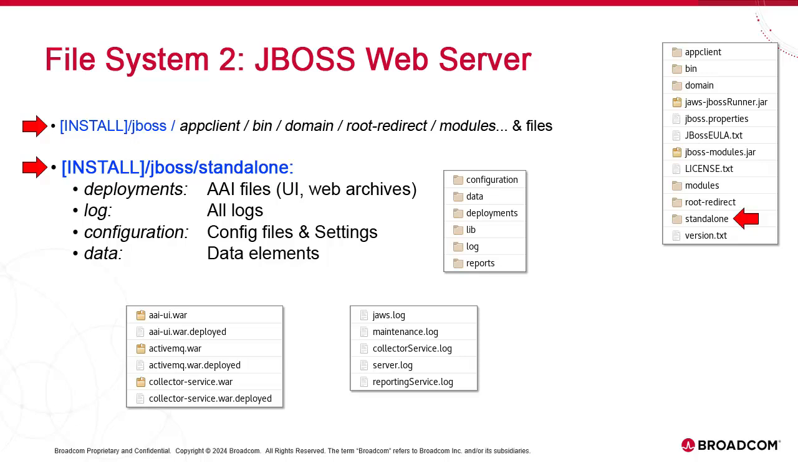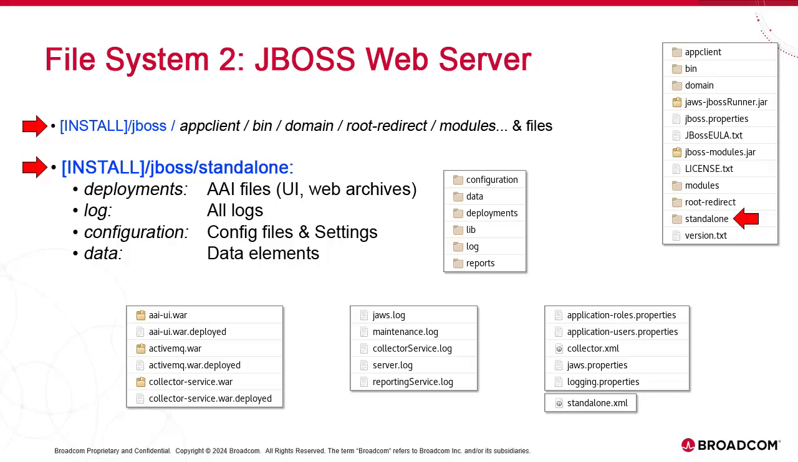Under JBoss standalone configuration, you find one important file, standalone.xml, which we use to deploy and configure the TLS implementation where AAI and other components should be accessed over HTTPS.